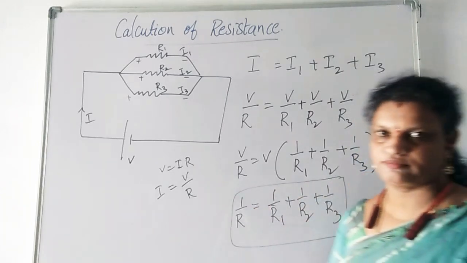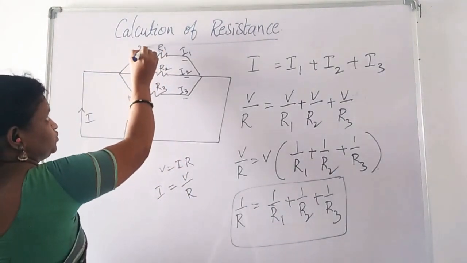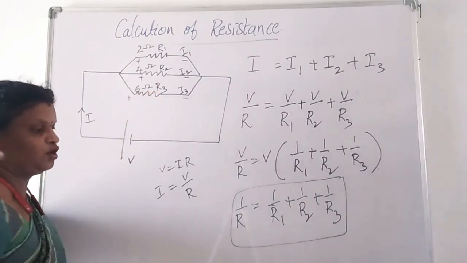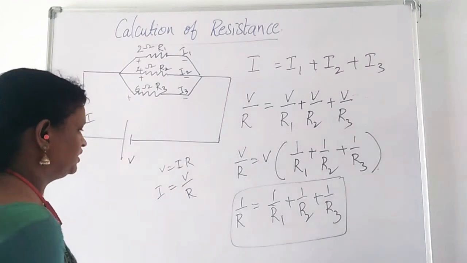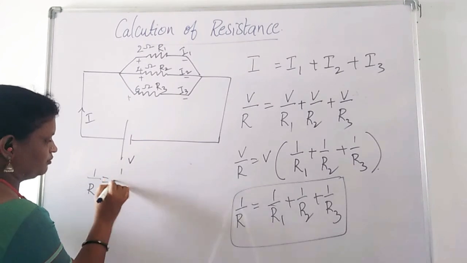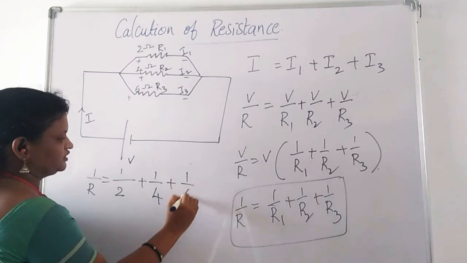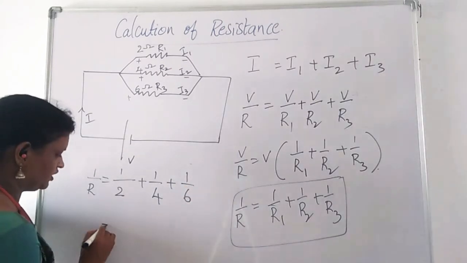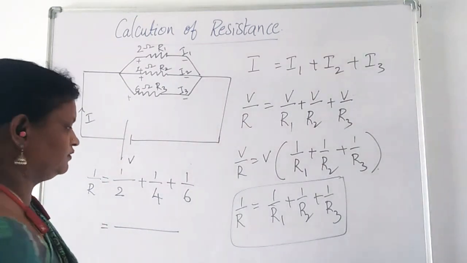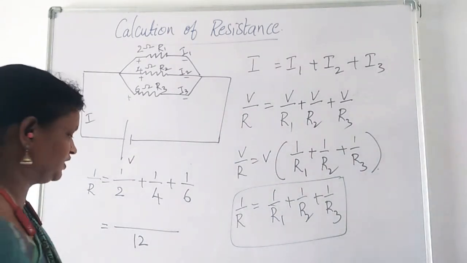Now for example, three resistors are there. The resistance of the first resistor is 2 ohms, the second resistor 4 ohms, the third resistor 6 ohms. How can we calculate the effective resistance? I will take the same formula: 1 by R is equal to 1 by 2 ohms for the first resistor, 4 ohms for the second, 6 ohms for the third. Now we have 2, 4, 6. If you take the LCM of 2, 4, 6, we get 12.